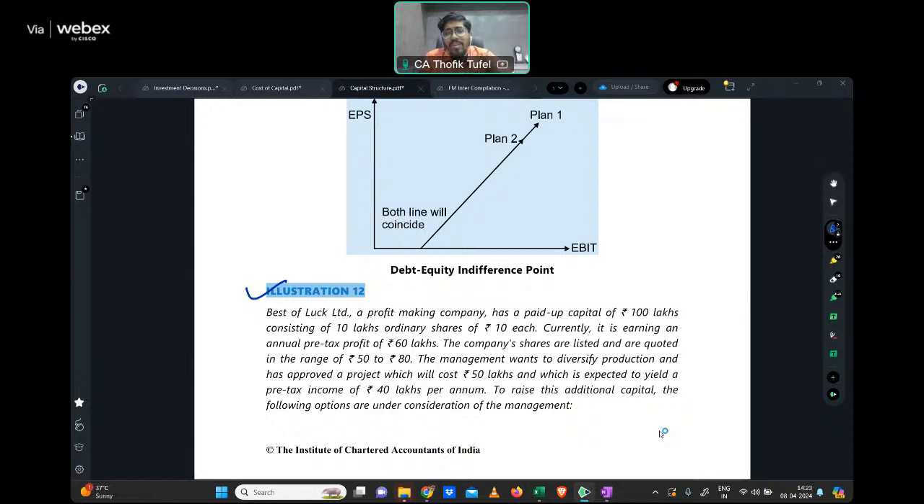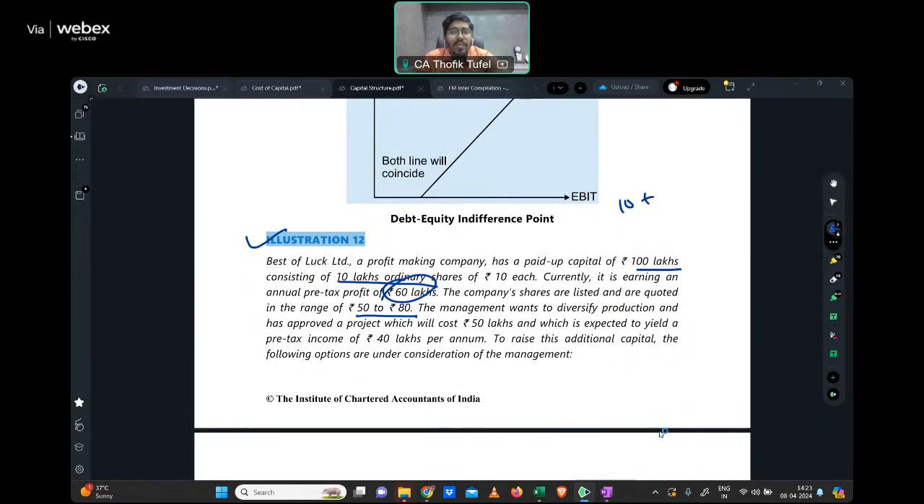A profit making company has a paid up share capital of 100 lakh consisting of 10 lakh ordinary shares. So already they have 10 lakh shares, and now they want one new issue of shares. So your number of equity shares will be 10 lakh plus the new issue; you have to remember that. So existing equity is 10 lakh shares. Currently it is earning 60 lakh rupees, and it is listed and quoted in the range of 50 to 80. So the market price is quoted at 50 to 80.